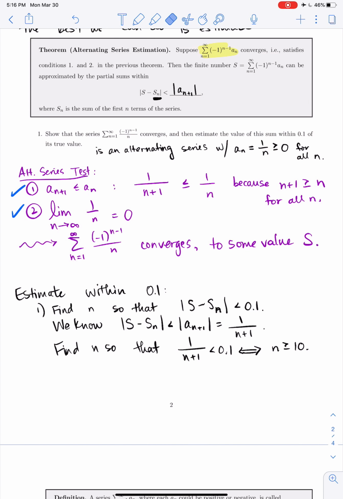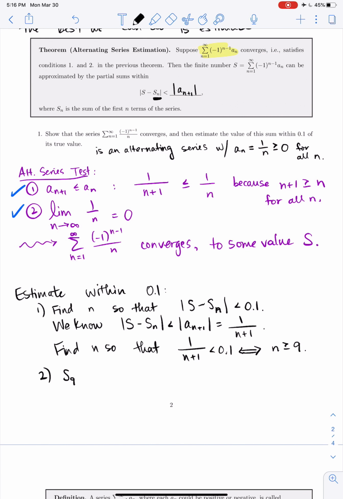Actually, we can make that 1 smaller, can't we? We can make this bigger than or equal to 9. Okay, great. So, the second thing that we need to do now that we have this n value is we need to actually compute s sub 9, the ninth partial sum.